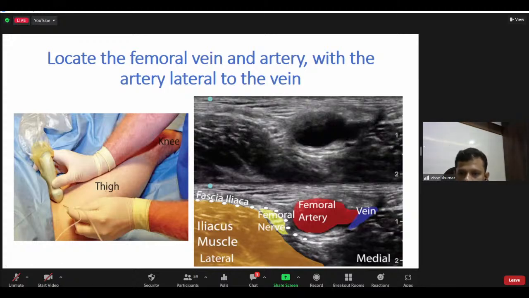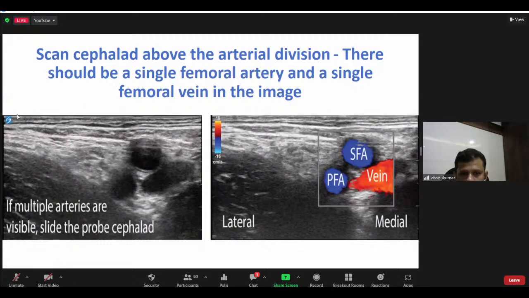Okay. Now, what is our main aim while giving a femoral nerve block? We have to pierce the fascia iliaca and deposit the drug below the femoral nerve or close to the femoral nerve. Okay. So now, usually when you keep a probe, you won't see just two structures, femoral artery and femoral vein. You'll see 3 or 4 structures, or 4 blood vessels.